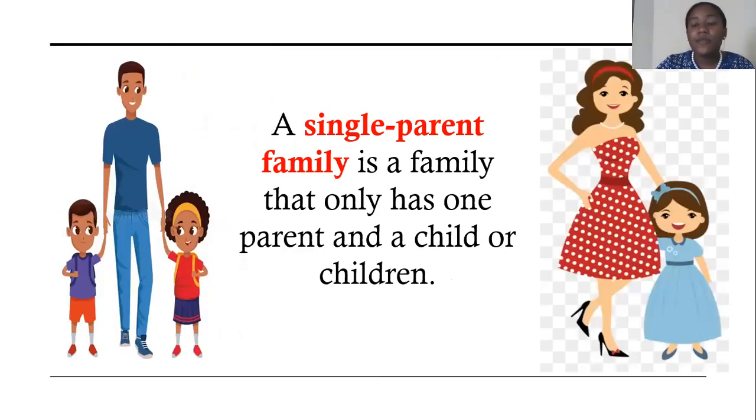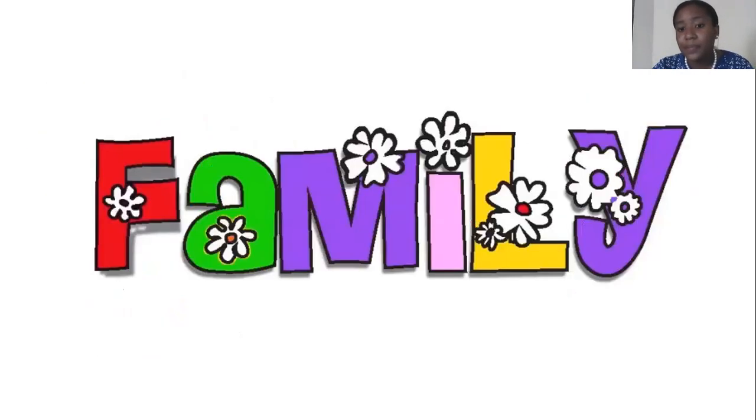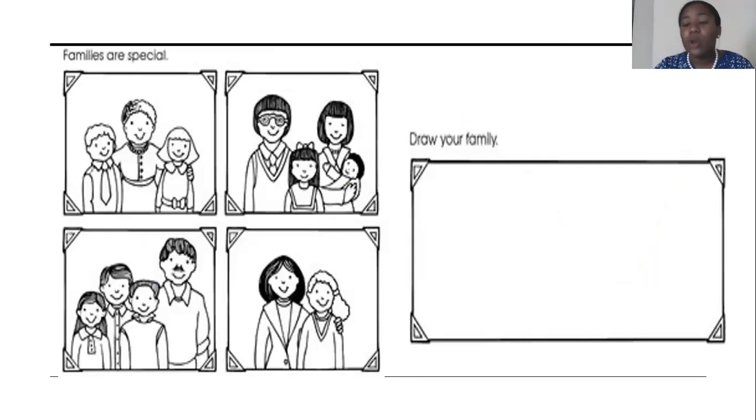And now we have families that only have their mom living with them or the dad living with them. That is a single parent family. So if you only have your mommy living with you and your siblings, you call it a single parent family. And if you only live with your daddy and your siblings, or it's only you and your daddy, then you are also a single parent family. Okay. Once there is only one parent in the family, that is your single parent family. So you draw your family in the box.